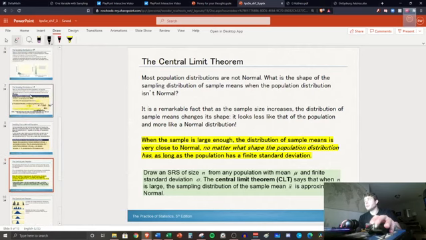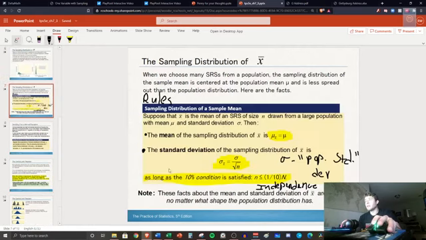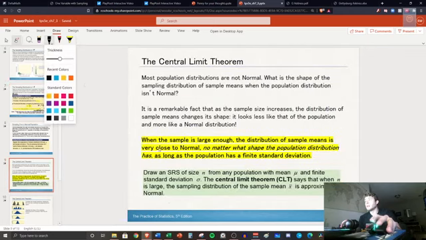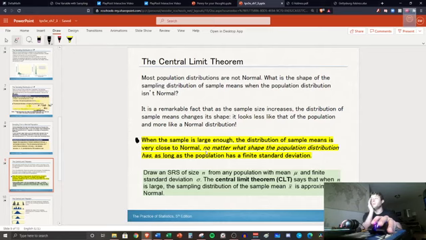So you wrote down these bullet points here. What I'd like you to do is add one more bullet point right here, okay, for your rules. When the sample is large enough, the distribution of the sample means is very close to normal, no matter what the shape of the population distribution is, as long as the population has a finite standard deviation, okay? So here is the last part. Central limit theorem says when n is large, the sampling distribution of the sample mean is approximately normal.